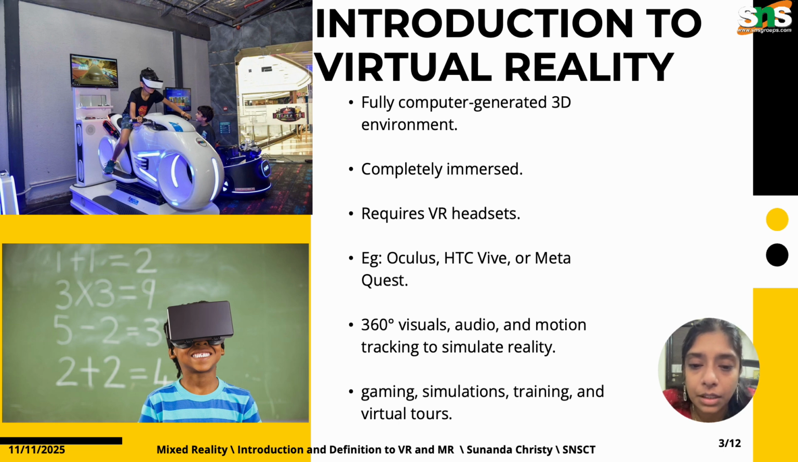For example, HTC Vive and Meta Quest are used as VR headsets. So it is actually 360 degree visuals and motion, and we can track it to simulate reality. When it comes to virtual reality, there are lots of applications used today, that is gaming, simulations, training, and virtual tours.